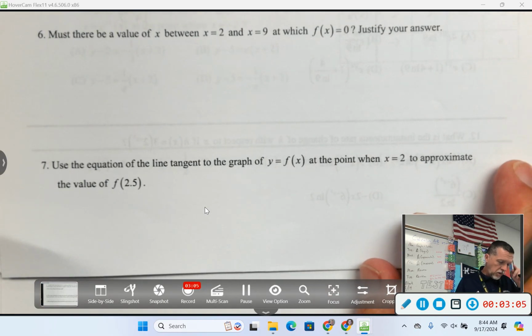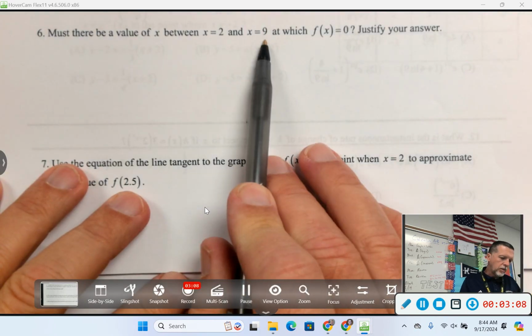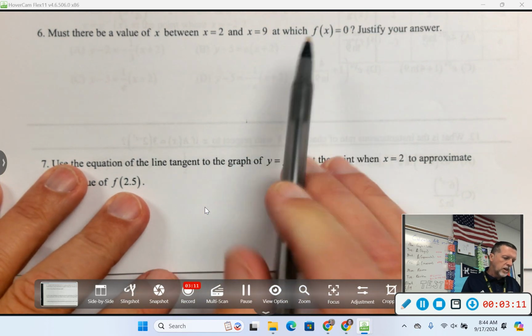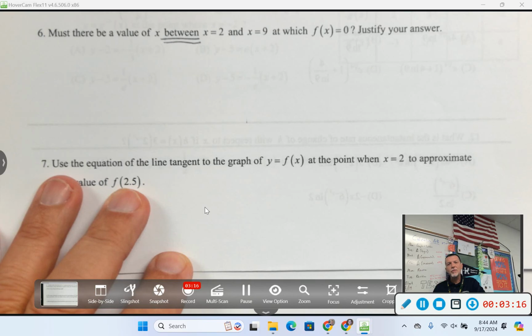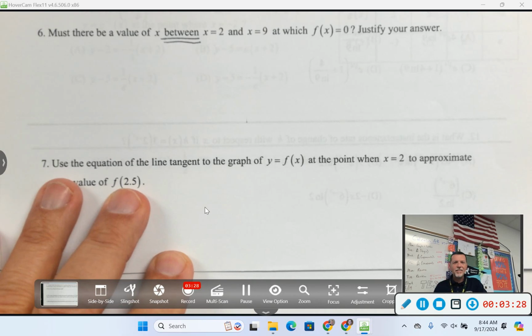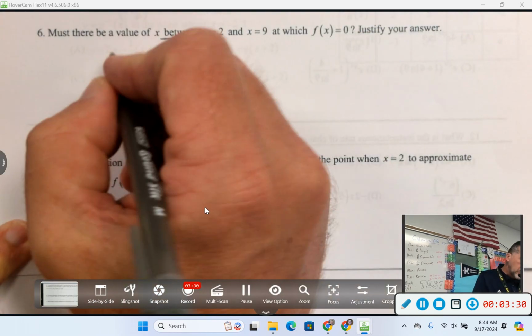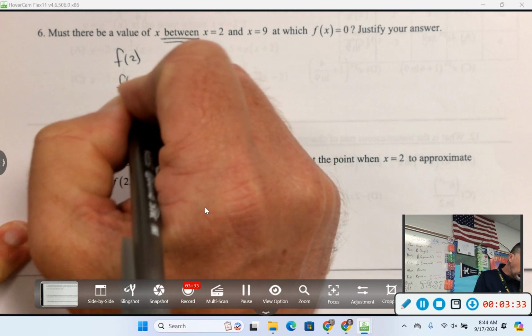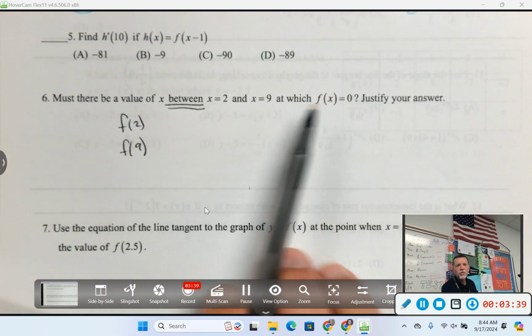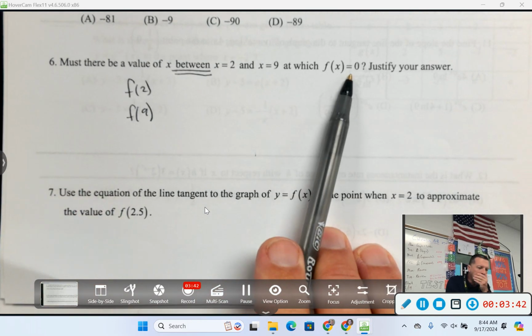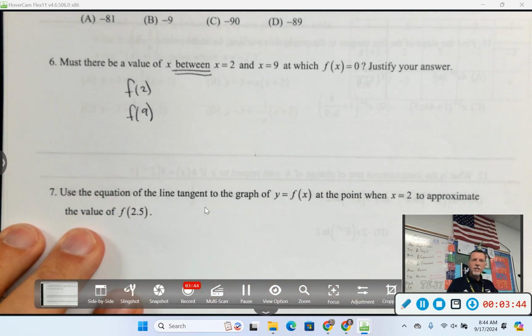Must there be a value between x equals 2 and x equals 9 where f of x equals 0? Between, that's kind of a flashing red light for what's going on here. What kind of problem is this? That's an IVT. It's probably an intermediate value theorem. So I need to check f of 2 and f of 9, and it asks if. It doesn't say show, so must there be? It's a question. So I'll be looking to see if 0 is in between those two values.